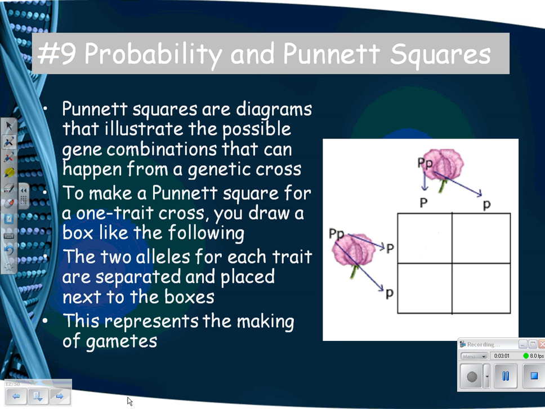This represents the making of gametes, when you're separating the alleles during the process also called meiosis. We'll talk about this later on. So the question is asked, what are Punnett squares? They are a diagram to help illustrate the possible gene combinations and their possible outcomes from a cross. What are they used for? They help us predict what might happen in a cross.